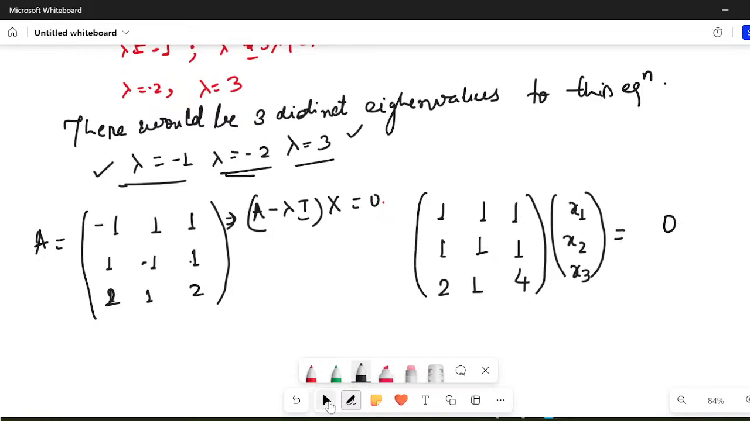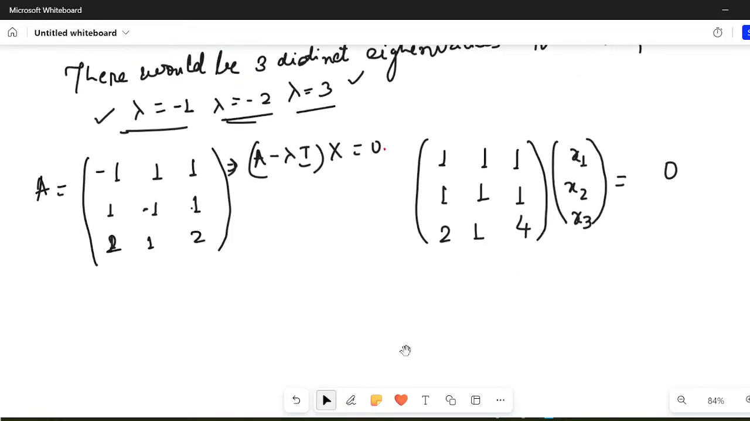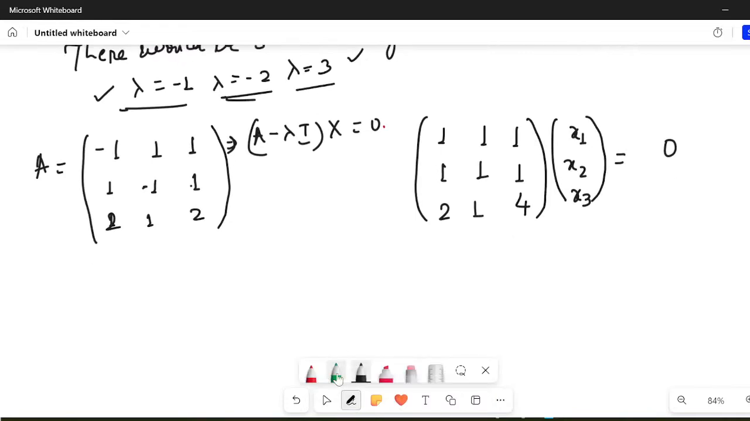I have to find x1, x2, x3. So I will have three equations here, three distinct, different equations. I'm getting x1 plus x2 plus x3 equal to 0. Then I'm getting another equation as 2x1 plus x2 plus 4x3 equal to 0. And one of the equations, I think, is overlapping, so that will not give you anything.